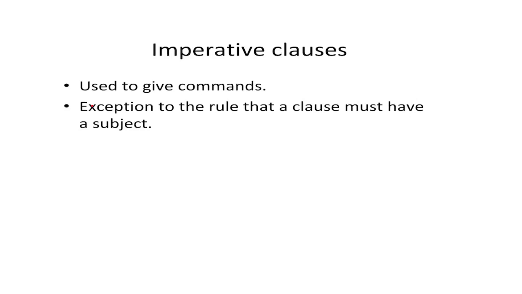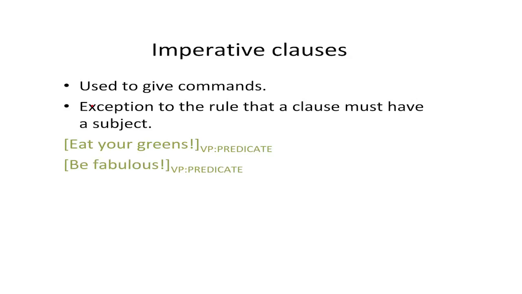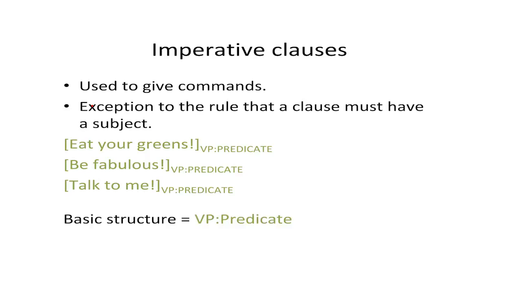So let's look at a few commands like "eat your greens," "be fabulous," "talk to me." Now you can see that each of these commands consists only of a verb phrase. But why is it that we don't actually need to have a subject noun phrase in an imperative clause? Well, when you give a command, then that command is always directed to the person or the people that you're talking to, so you don't actually have to say the subject, you, because it's obvious.